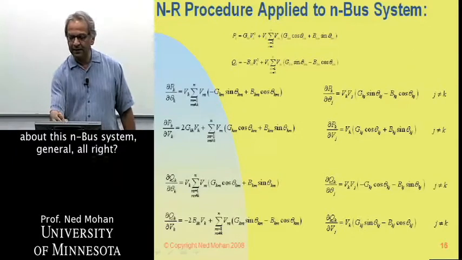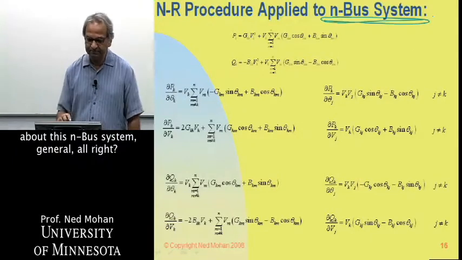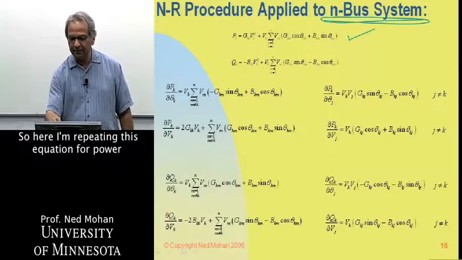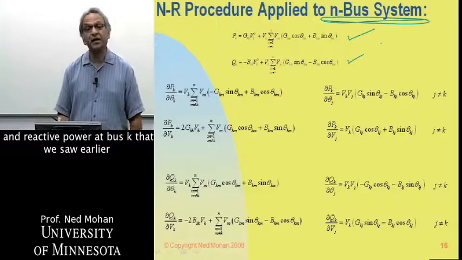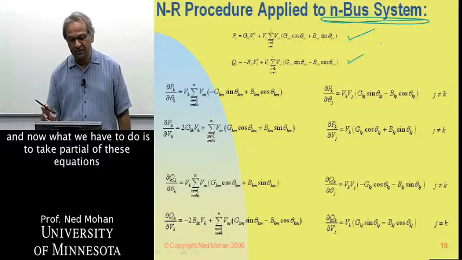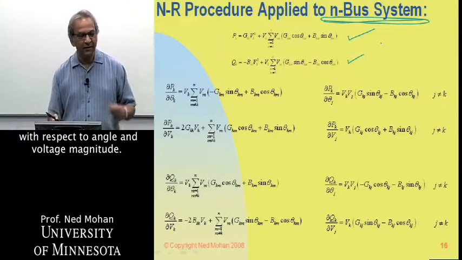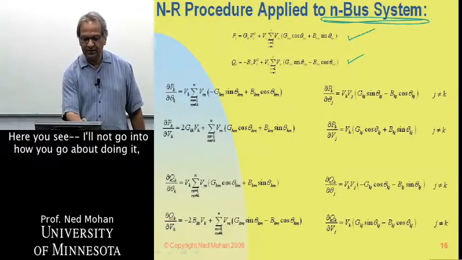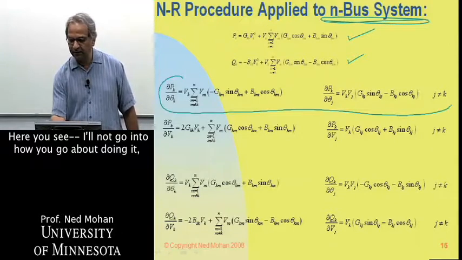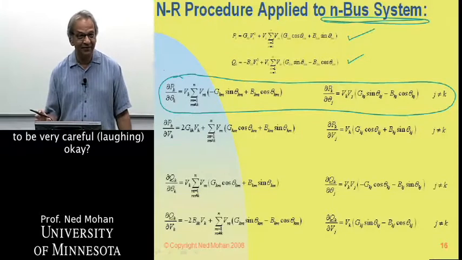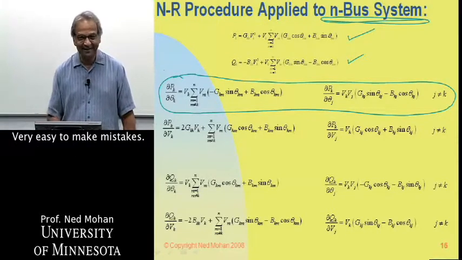And again, we are talking about this n-bus system, general. All right. So here I'm repeating this equation for power and reactive power at bus K that we saw earlier. And now what we have to do is to take partial of these equations with respect to angle and voltage magnitude. So that is what is done here. I'll not go into how you go about doing it. It's pretty straightforward, except you have to be very careful. Okay, very easy to make mistakes.